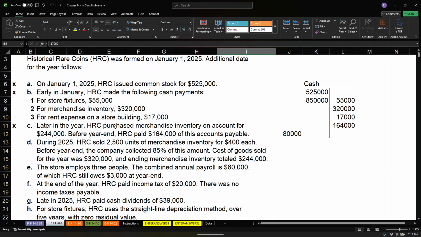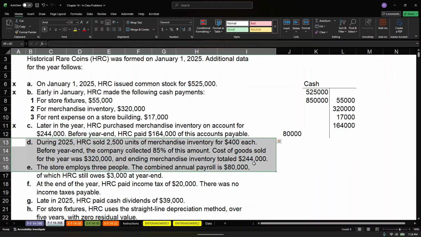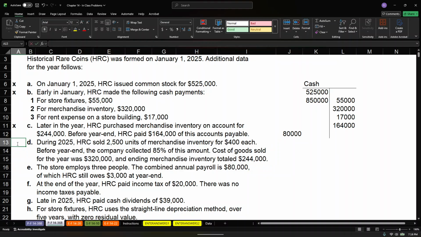Okay, so now I've completed this one. Everything is now accounted for in these. The store employs 3 people. The combined annual payroll is 80,000, of which HRC still owes 3,000 at the end of the year. So how much cash did I actually pay my employees? 77. So you can see how the salaries payable liability is related to cash flow.